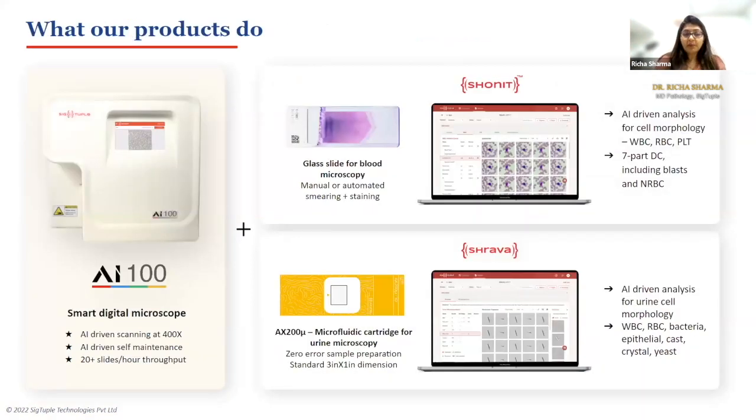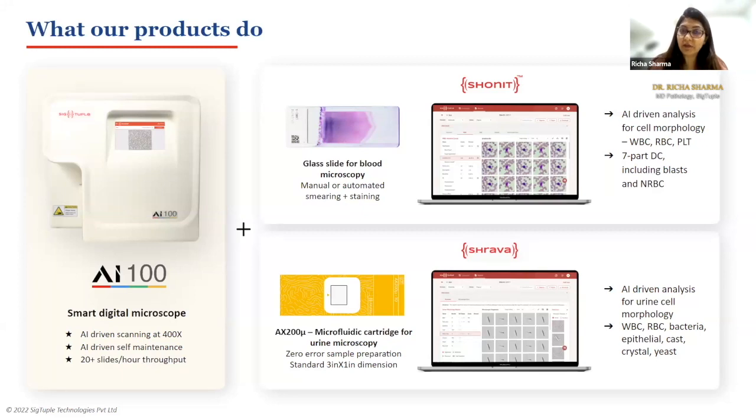So I've already explained it to you. There's only one hardware, AI100, which is basically a smart digital microscope. It will give you a 400x magnification, 20 slides per hour throughput, and it has two softwares. Shonit is going to scan all your peripheral smears. What you need for using Shonit, that is automating peripheral smear, is a glass slide, which is used in your lab, whether you do a manual staining, a manual smearing, or an automated staining or automated smearing. It is going to scan any kind of slide that you produce in your lab. You don't have to bear any additional cost.